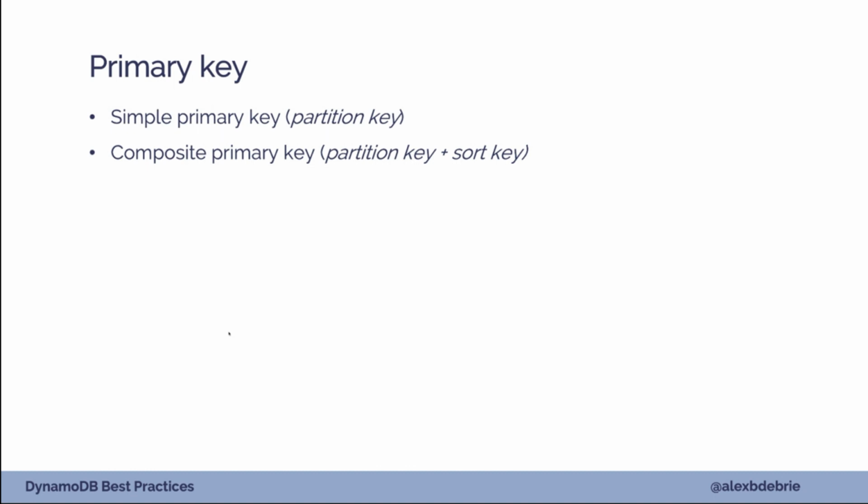I want to talk a little bit more about primary key, because the primary key is very important when you're modeling with DynamoDB, and we'll see a little bit more about that later on. But basically, all your access patterns are going to be driven based off that primary key, which is really important. So there are two types of primary key. The first one is called a simple primary key, which is made up of just a partition key. And then there's also a composite primary key, which is a partition key and a sort key.